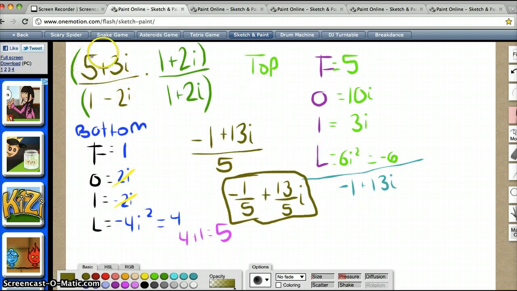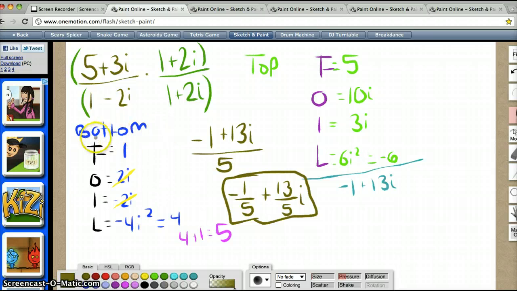The first is 5 times 1, which is 5. The outside is 5 times 2I, which is 10I. The inside is 3I times 1, which is 3I. And the last is 3I times 2I, which is 6I squared, which equals a negative 6 because I squared is a negative 1. So 6 times a negative 1 is a negative 6. We combine like terms. So 5 minus 6 is a negative 1, and 10I plus 3I is a positive 13I.